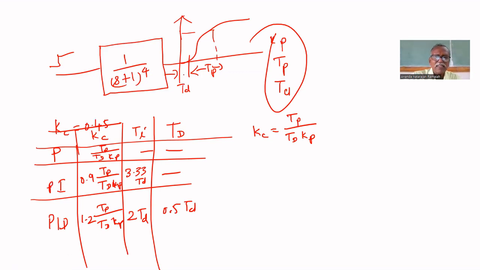So we have to find the reaction curve, find TD, TP, KP, and substitute, and you will get the tuning parameters. By simulation, you have to find the servo and regulatory response using a P only controller, then using a PI controller, and then using a PID controller. You will get 6 responses.